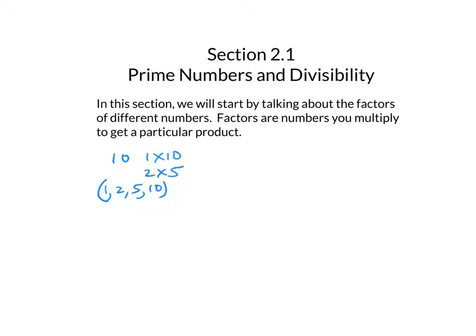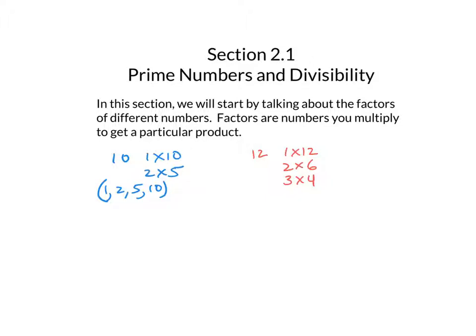How about the factors of 12? Well, the factors of 12, the numbers you multiply to get 12: 1 times 12, 2 times 6, 3 times 4. And usually the factors are written in order from the smallest number to the greatest number. I'm not going to do that right now, but we certainly could go through and do that.